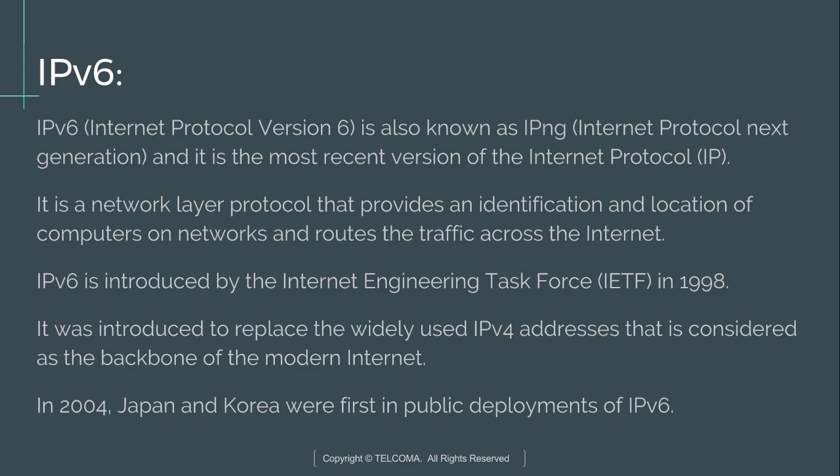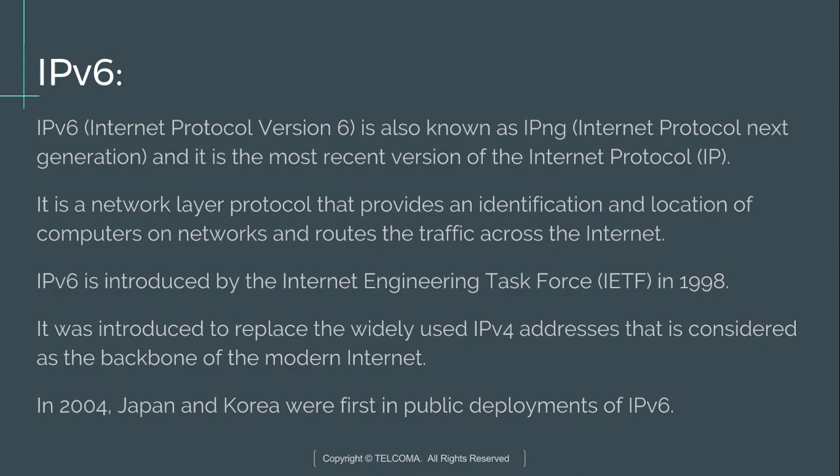IPv6 is Internet Protocol version 6, which is the most recent version of the Internet Protocol. It is also known as IPng, Internet Protocol Next Generation. IPv6 is a network layer protocol that provides identification and location of computers on the network and routes traffic across the internet. As with IPv4 addresses, it also provides identification to the devices in the network. In the same way, IPv6 provides identification to the computers in the network.